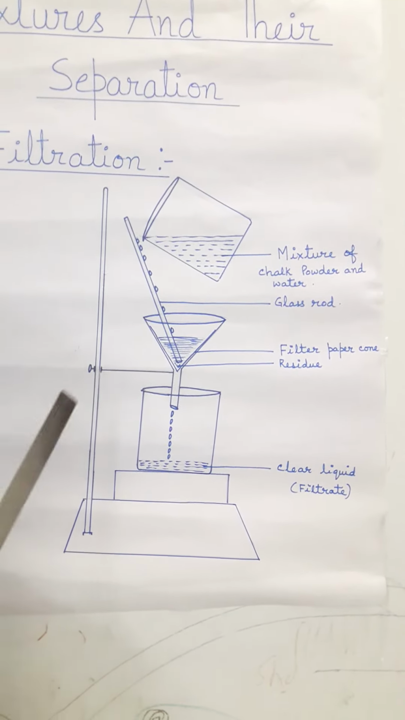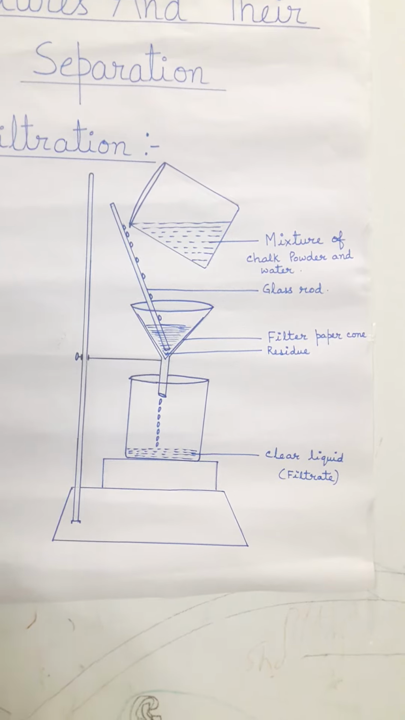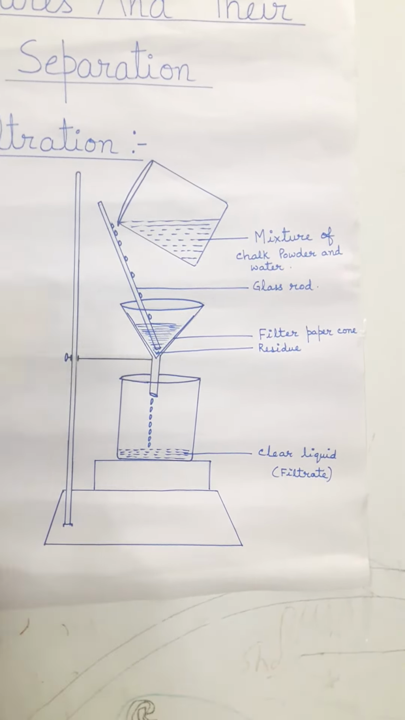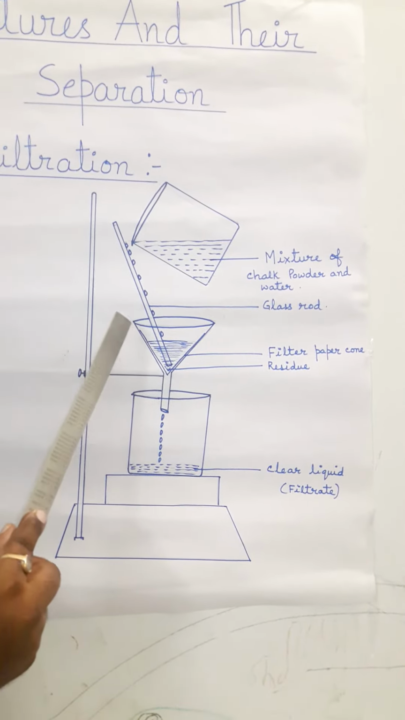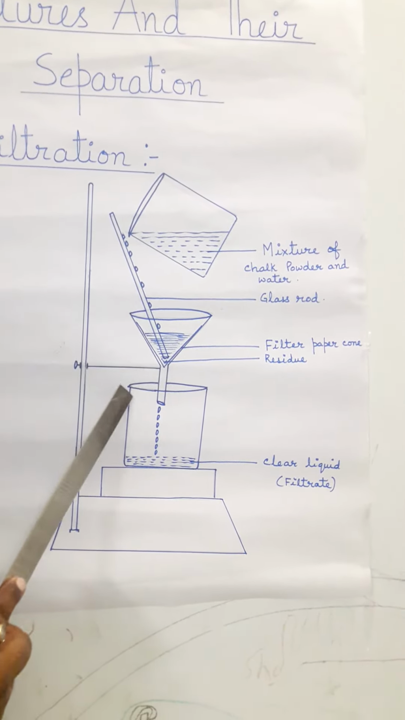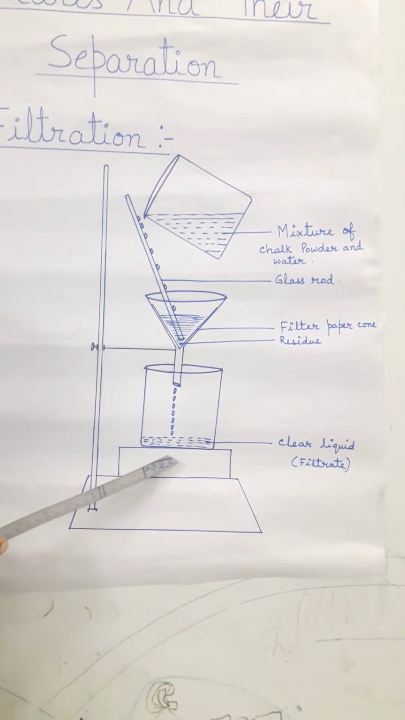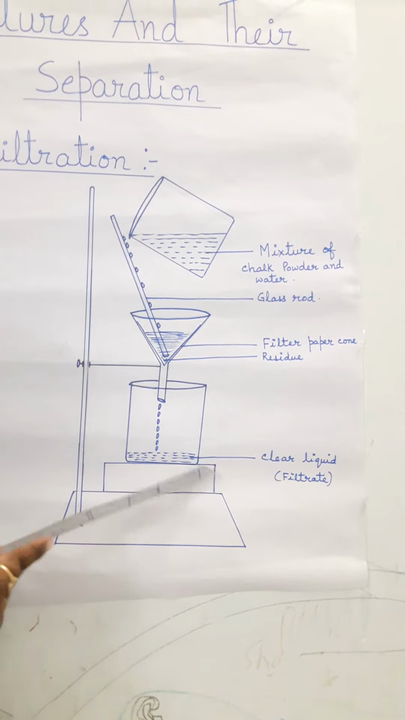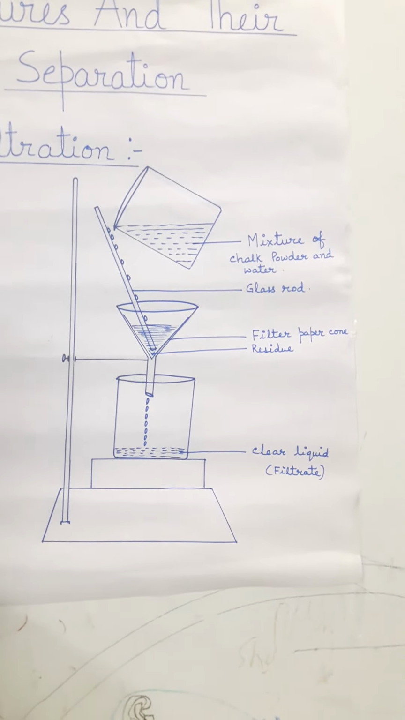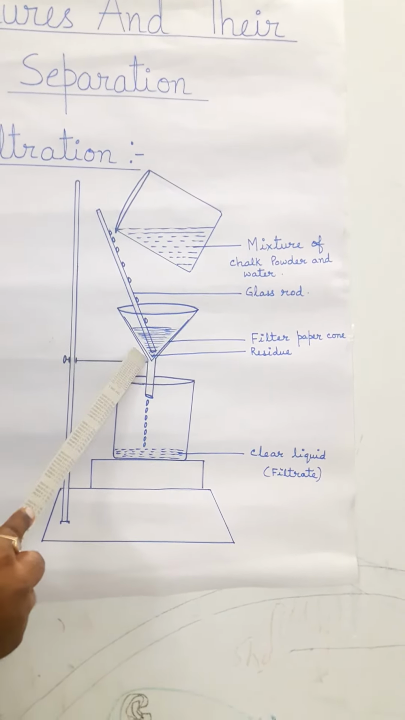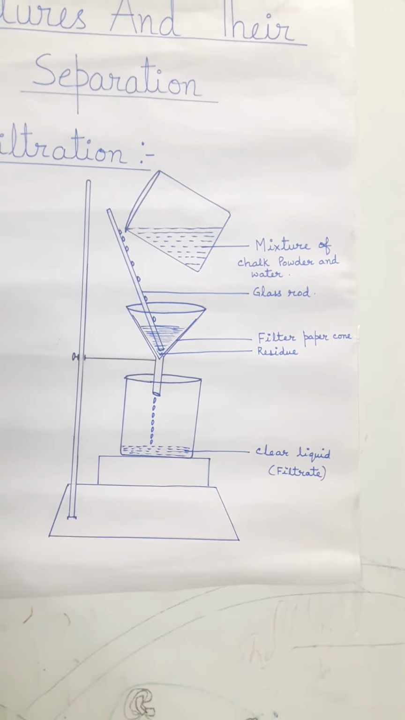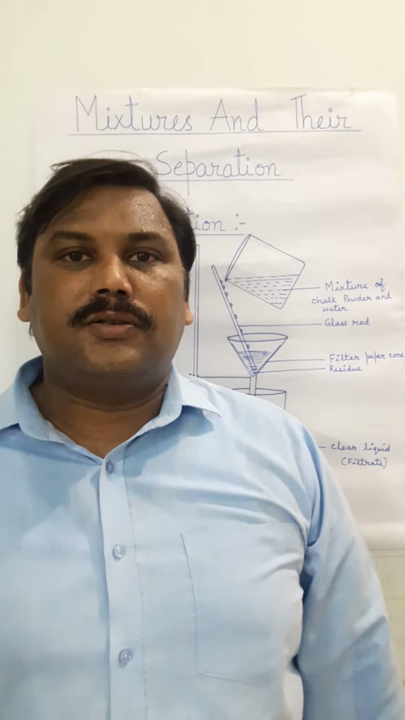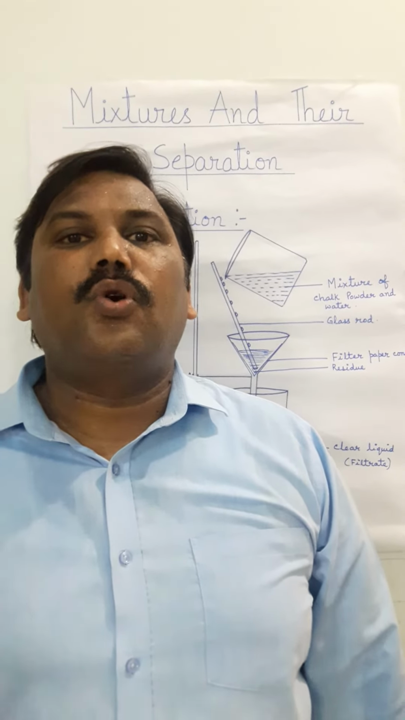Now this filter paper has got fine pores which will allow only the liquid to pass through it and the solid will be left behind. So the liquid slowly passes through the fine pores of the filter paper and gets collected underneath in the beaker. So this clear liquid which gets collected here is called as filtrate, whereas all the solid particles are left behind on the filter paper and they are called as residue. So this method of separating fine insoluble solid particles from a solid liquid mixture is called as filtration.